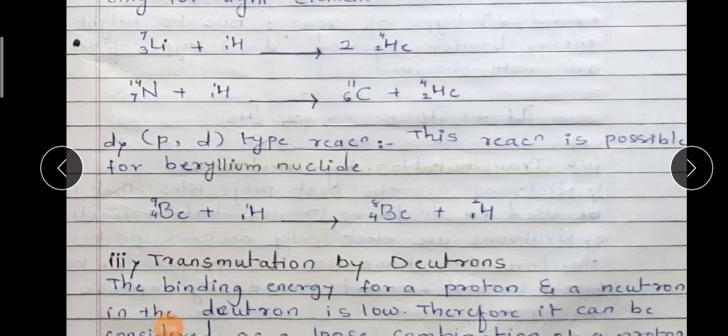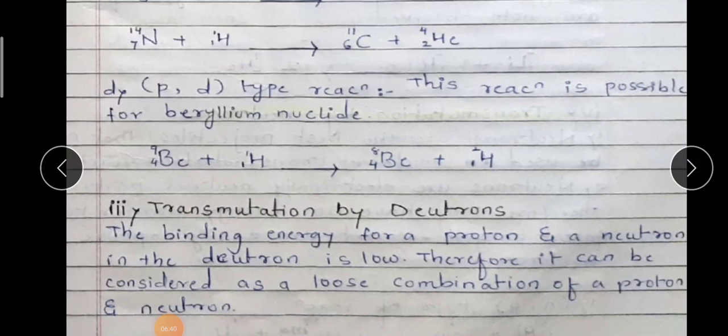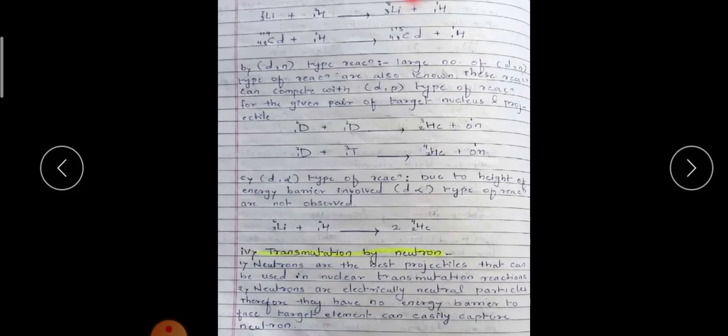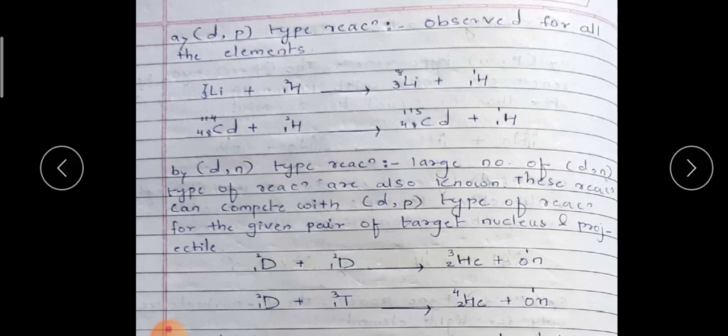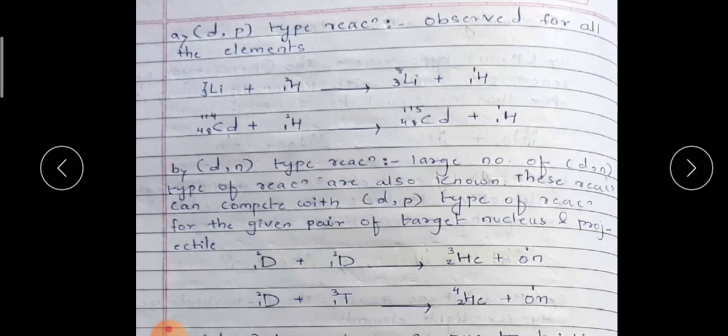Then the transmutation by the deuterons. The binding energy for the proton and neutron in the deuterium is low. Therefore, it can be considered as a loose combination of the proton and the neutron. Three different types we have to see: deuterium proton, deuterium neutron, and deuterium alpha type. What will happen when you bombard the deuterium?